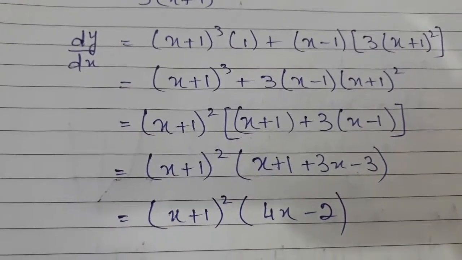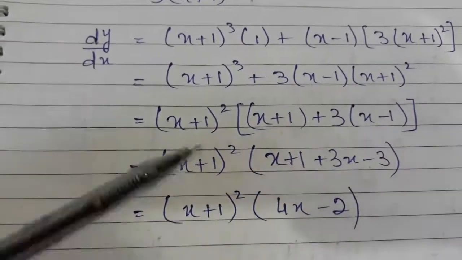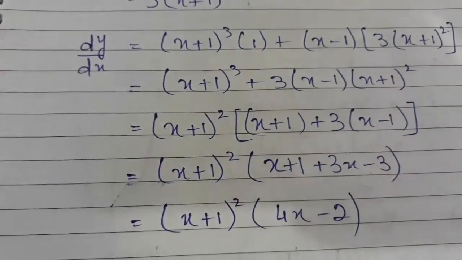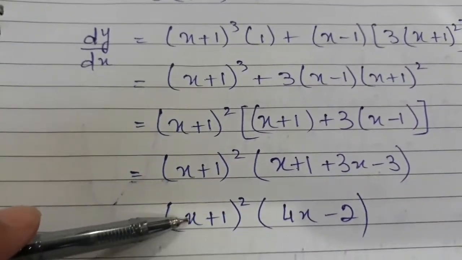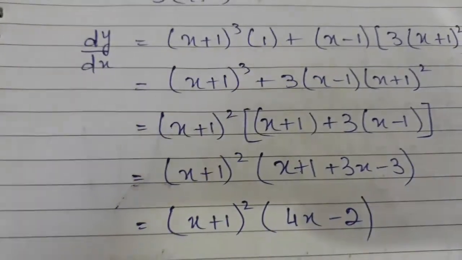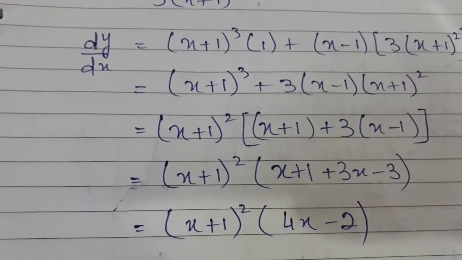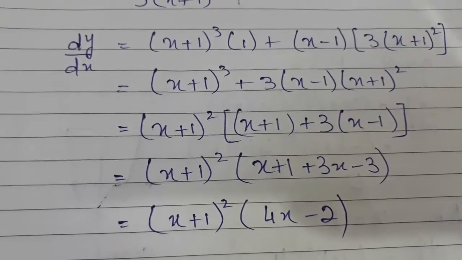So this is your gradient function, and now the question is saying find the value of the gradient where the curve crosses the x-axis. So what is missing here? I need to substitute the value of x here, and I don't have the value of x. So can you tell me where the curve crosses the x-axis? How can I find the value of x at that point?